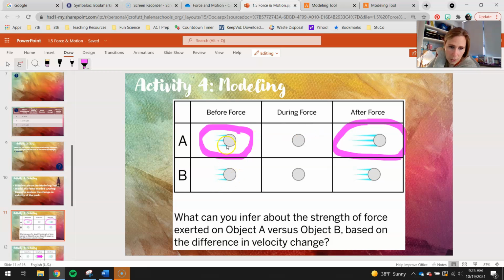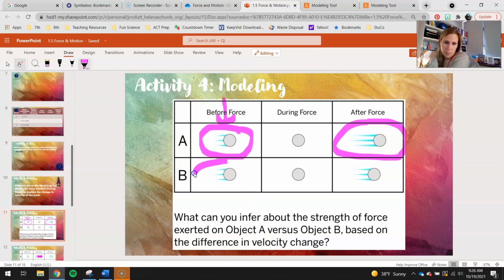Okay, so if we look, it looks like this object was moving with a small velocity to the right. We're going to apply a force to it, and now it's moving with what looks like a medium velocity to the right. So what can you infer about the strength of the force exerted on object A versus object B?